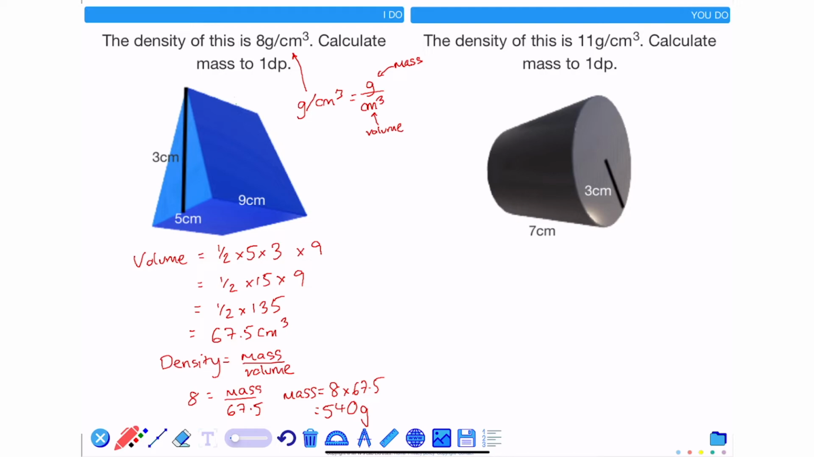So with the example on the right hand side, we've got a very similar problem but with a different shape. So I need to work out the volume of this. So it will be the area of the cross section times by the depth. r is 3 and the depth is 7. 3 squared is 9, and multiply 9 pi by 7 gives me 63 pi.